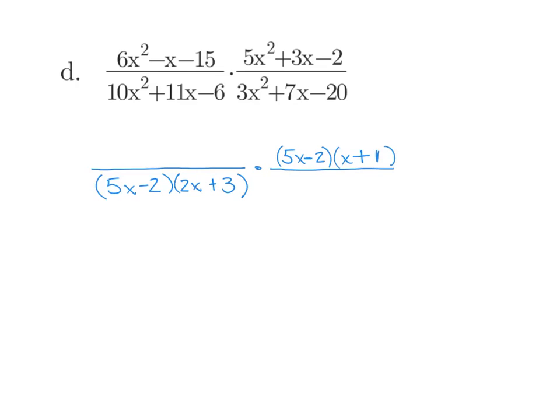If we do a quick check, my outsides minus my insides, what do we get? My outsides, if I multiply this, I get 15x. My insides, I get negative 2 times 2x is negative 4x. Is that equal to 11x? Yes. So this is a correct factorization. Okay, so now let's repeat the process.